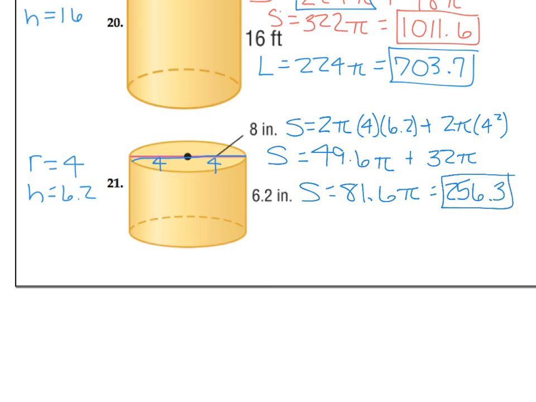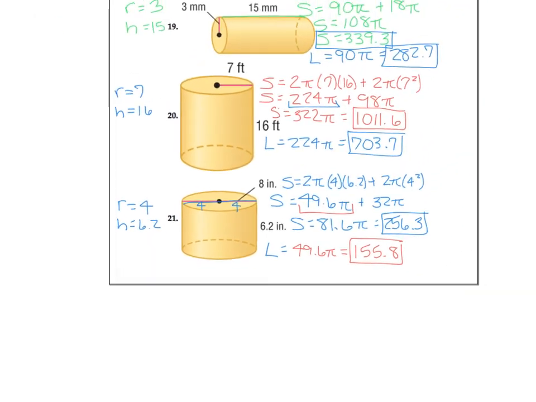And then my lateral area, again, I'm just going to take this first part here. So I have 49.6 pi, and I'm going to multiply that through. So 49.6 times pi is 155.8. There are my lateral and surface areas for my cylinders.